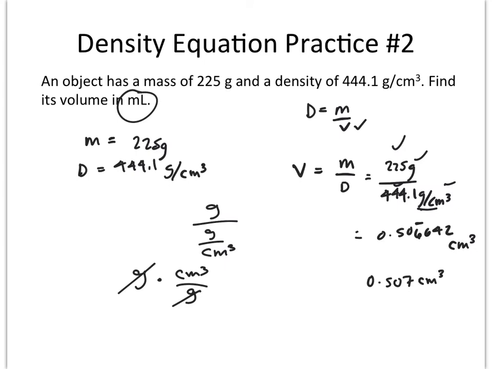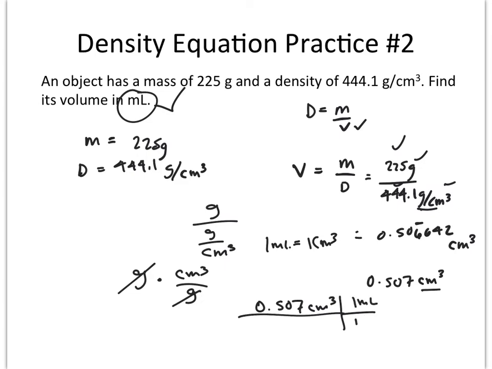Now, remember, you need to go back and check what they're asking for. The unit that they're asking us to obtain is milliliters. Centimeters cubed is not a milliliter, obviously, but we do know a conversion factor between centimeters cubed and milliliters. We know that 1 milliliter equals 1 centimeter cubed. Since we know that conversion factor, we're going to use that relationship.